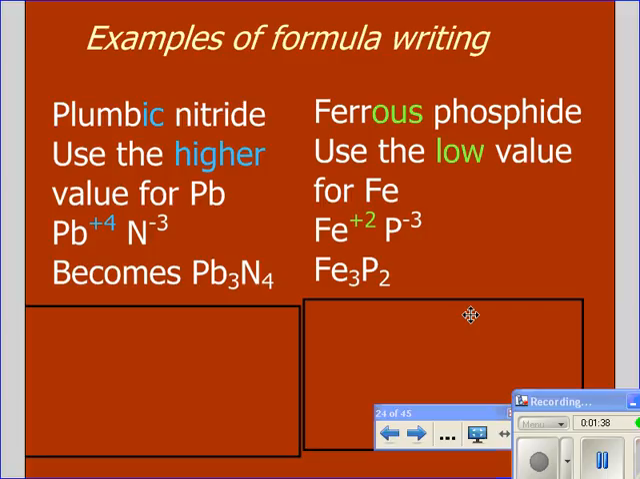And as always, if we were able to simplify those two subscripts, we absolutely must do that in the end.